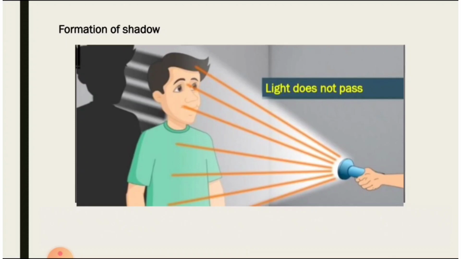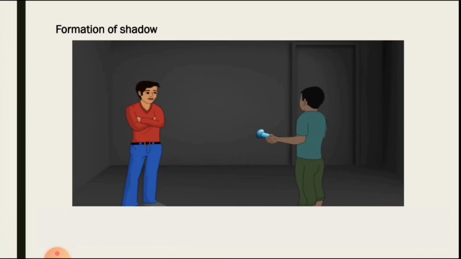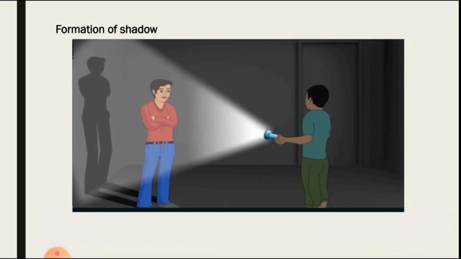Now, let us try another activity. Ask your friend to stand at a certain distance from you in a big room and obtain a shadow of your friend on the wall with the help of a torch. Now carry out the following actions. Observe and make a note of the changes taking place in the shadow. Send the friend closer to the wall. We can see that the shadow is long.